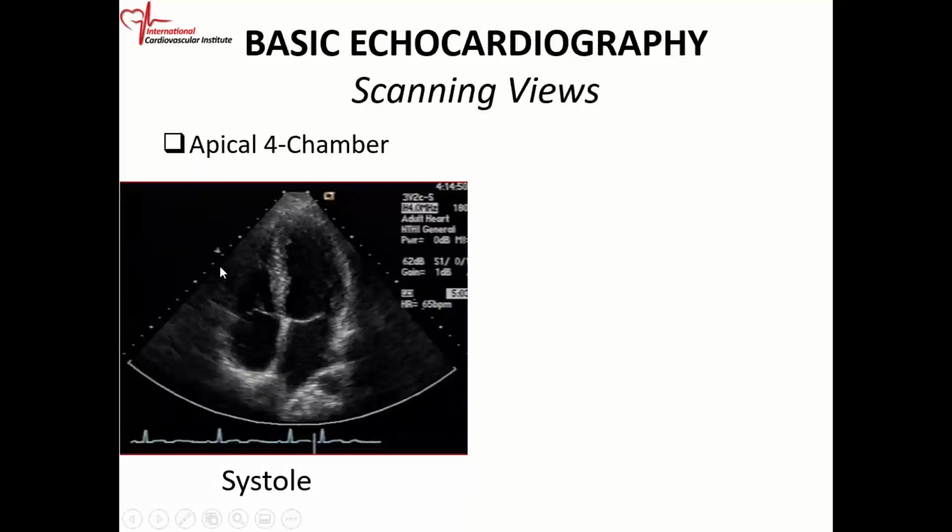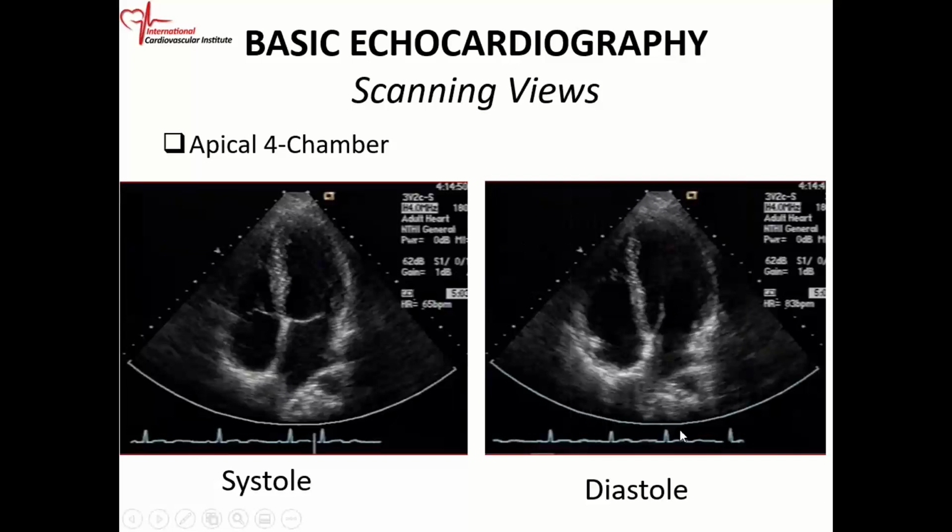So what are the structures that we're seeing in this view? Again, it's gated. ECG is right there, and the marker is just about at the end of the T wave. So it's a systolic frame, and in systole, the mitral valve is closed, the aortic valve is open. Systole is from the onset of the QRS to the end of the T wave. Diastole is from the end of the T wave to the QRS. So in this frame the marker is right there, so it's a diastolic frame where the mitral valve is open.